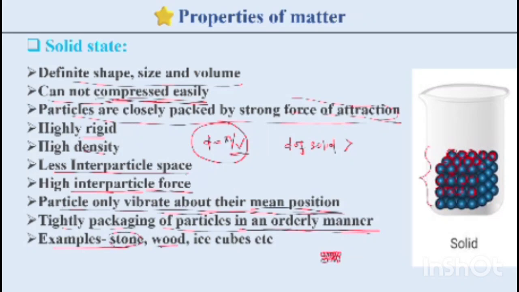Clear? Now you will see the examples of the solid state. It is stone, wood, ice cubes, your table, chair, notebook, pen, mobile phone, laptop, anything. These are all examples of the solid state. Clear? Okay. If you have any kind of doubt, please let me know in the comment section, okay?